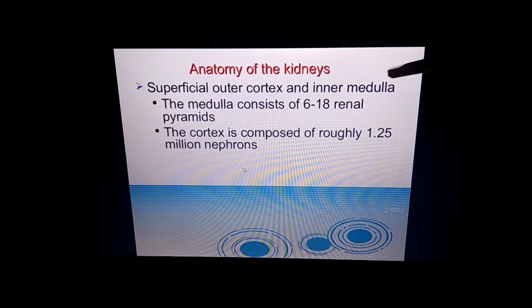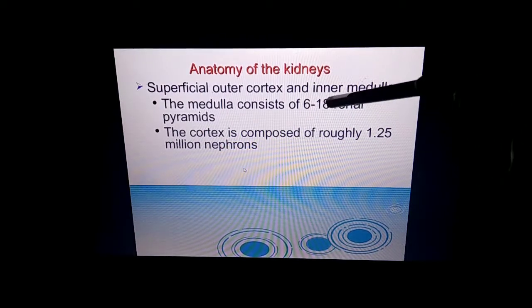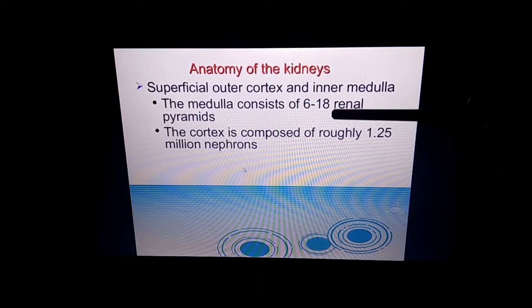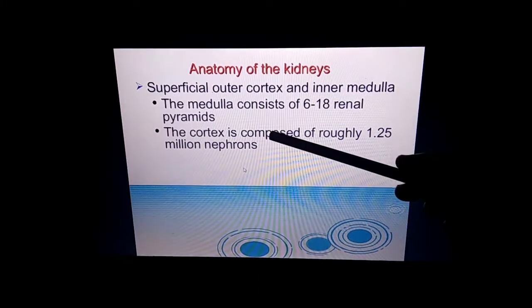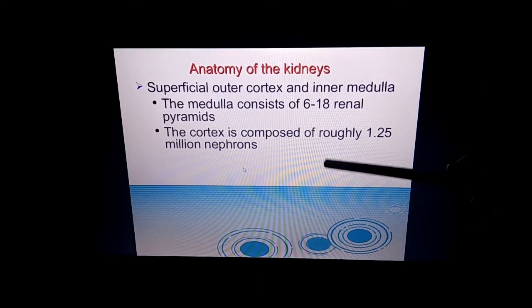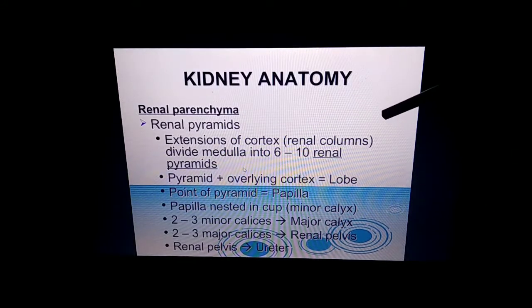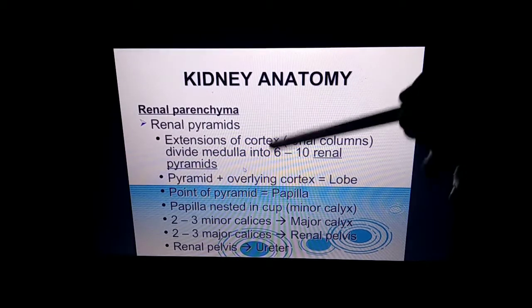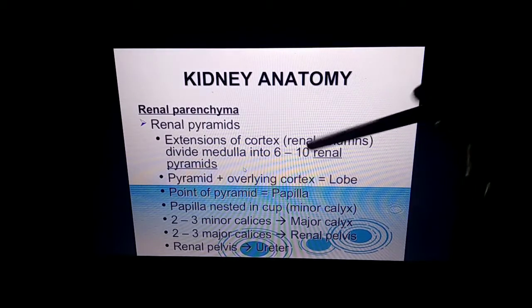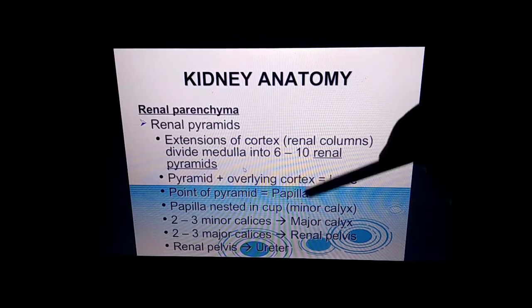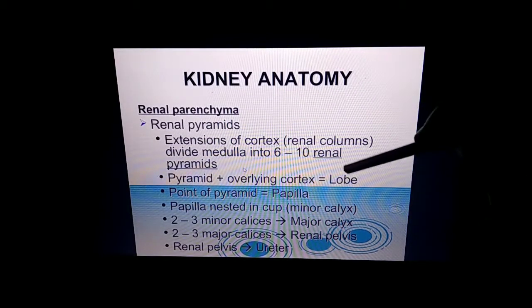Then anatomy of the kidneys. It contains a superficial outer cortex and inner medulla. The medulla consists of 6 to 8 renal pyramids. The cortex is composed of roughly 1.25 million nephrons. Then kidney anatomy. The renal parenchyma includes renal pyramids. Here are mainly 6 to 10 renal pyramids, but the maximum can be 18.